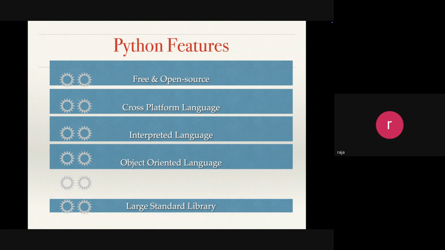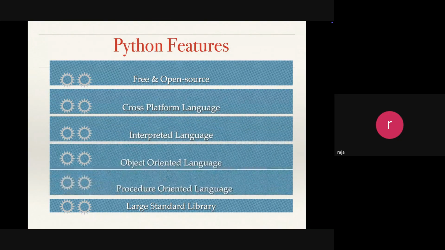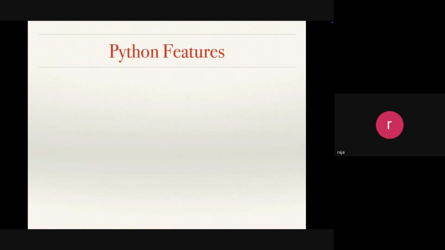And more importantly, Python supports object-oriented programming, like how Java and C++ support. Python supports object-oriented programming, and also it supports procedure-oriented programming. For example, C is a procedure-oriented language, right? That's where we write functions. But Java is only an object-oriented language. When it comes to Python, it supports both procedures plus object-oriented programming.